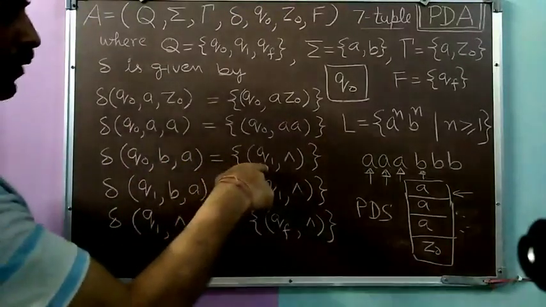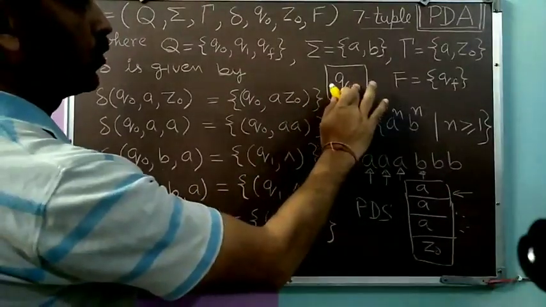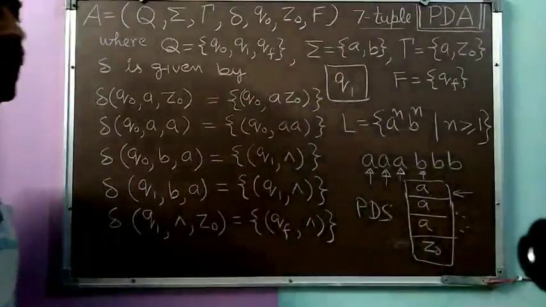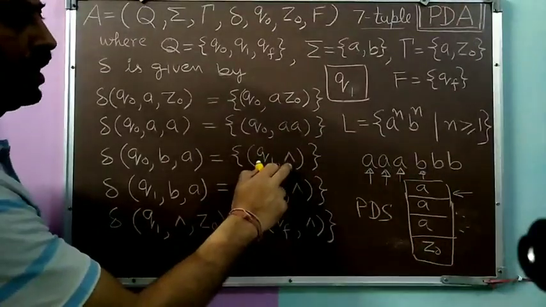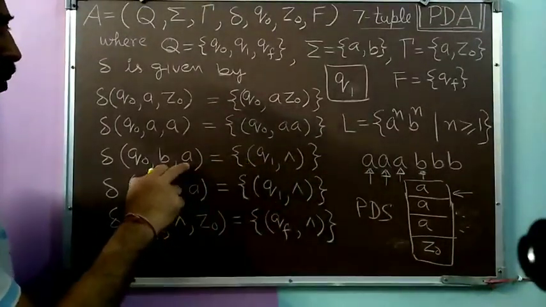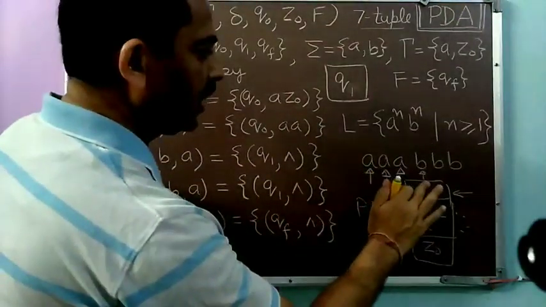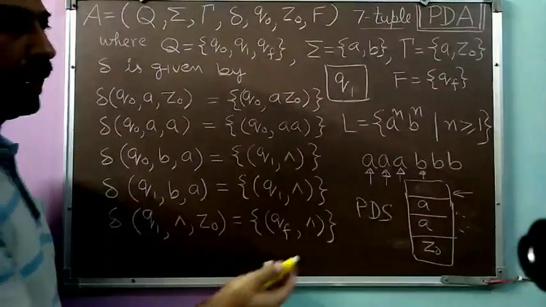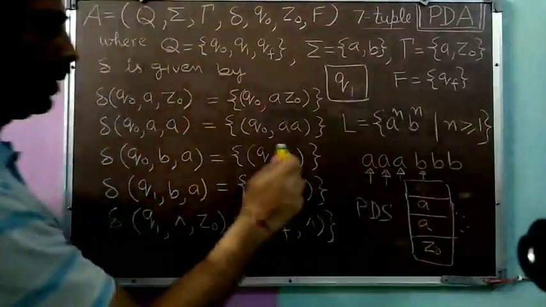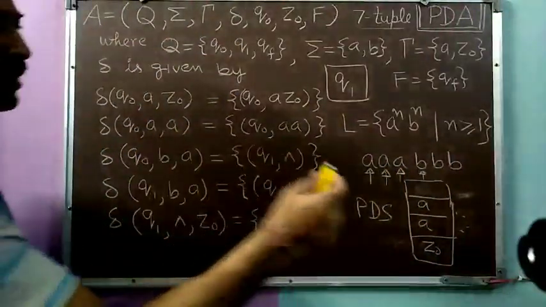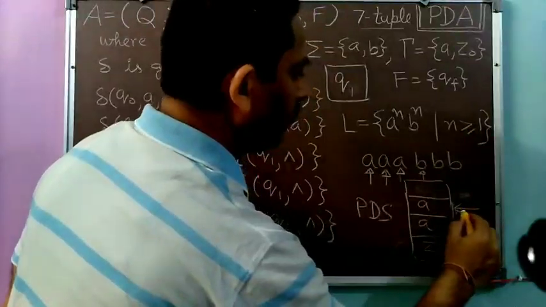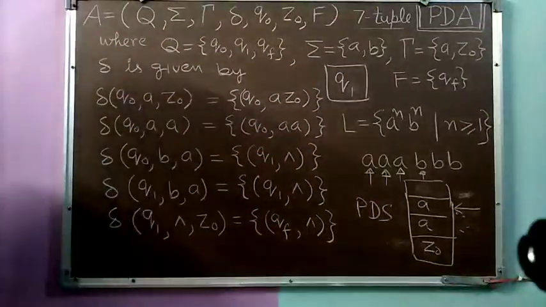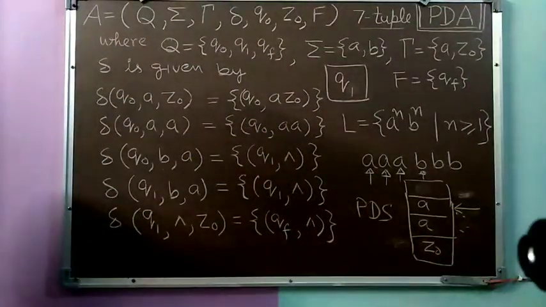So as per this rule, I have to change the state to Q1. From Q0 I will be changing the state to Q1, and I have to write null. Before writing null, I have to remove this A, and in place of this A, I will be writing null. Null means I will not be writing anything. So basically, the topmost symbol A has been erased, and my top will come to the next symbol, that is also A, the second A.